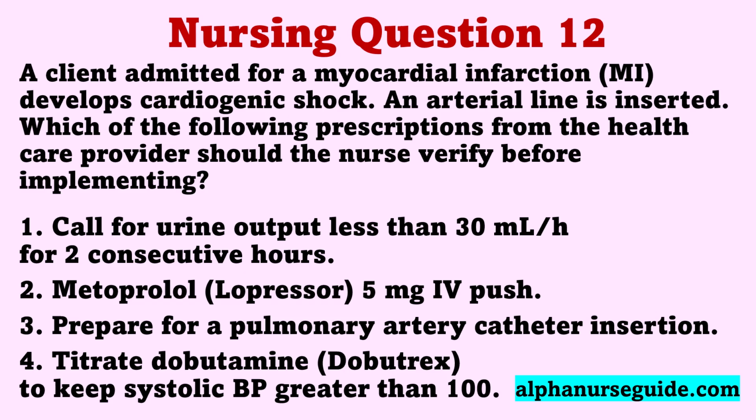The correct answer is 2. Metoprolol 5 milligrams IV push. Metoprolol is indicated in the treatment of hemodynamically stable clients with an acute MI to reduce cardiovascular mortality. Cardiogenic shock causes severe hemodynamic instability, and a beta blocker will further depress myocardial contractility. The metoprolol should be discontinued. The decrease in cardiac output will impair perfusion to the kidneys. Cardiac output, hemodynamic measurements, and appropriate interventions can be determined with a PA catheter. Dobutamine will improve contractility and increase the cardiac output that is depressed in cardiogenic shock.